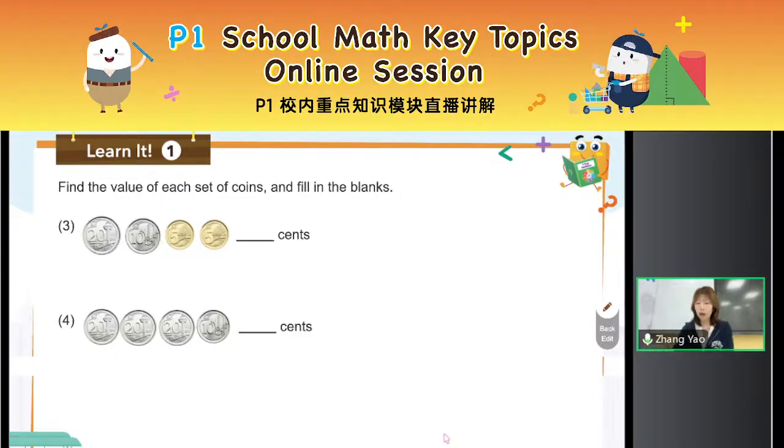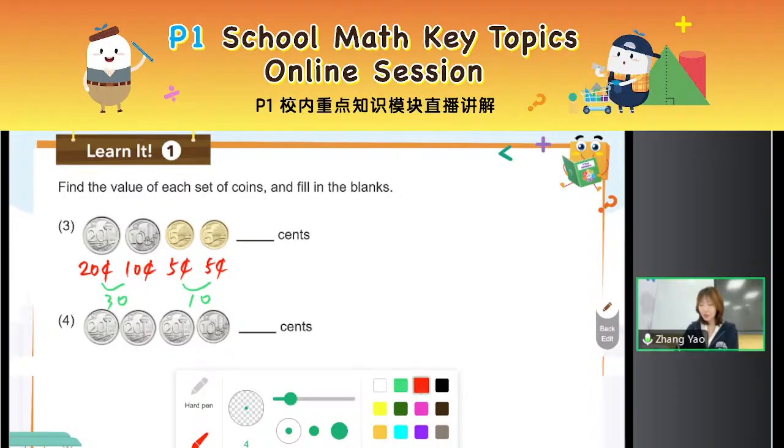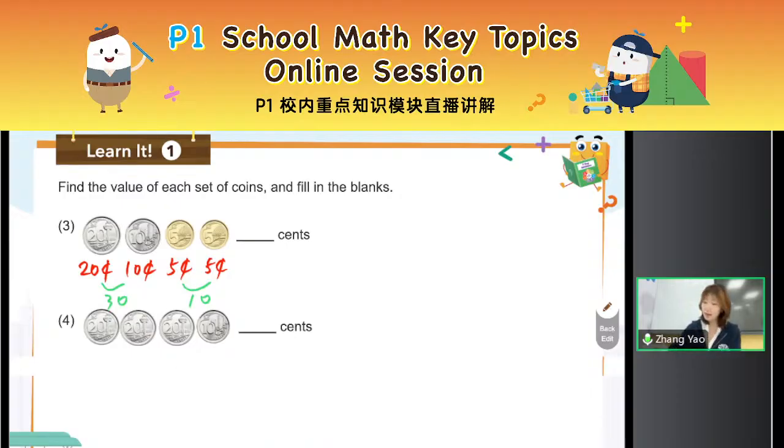And now let's say question number 3 and question number 4. So again, we got 20 cents and we have a 10 cents. We got a 5 cents and another 5 cents. What is this? So again, we add them up. This is 30, right? And then this is 10. So if we add them up, there are 40 cents for this one, right? So we just need to add everything up. Okay, so this is 40 cents. And what about the last one?